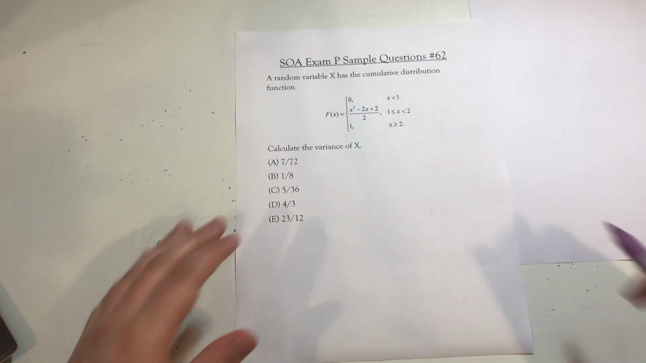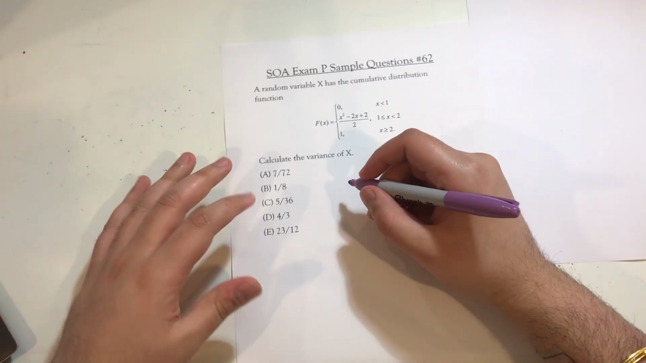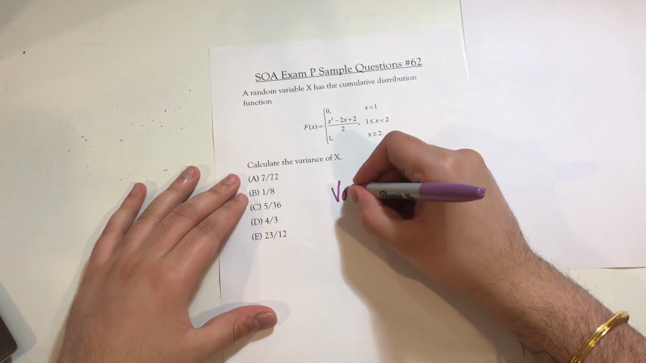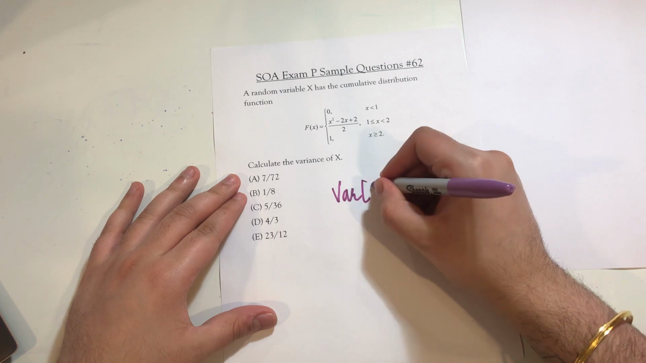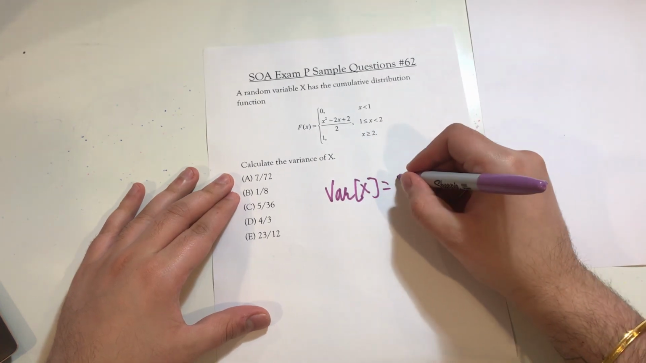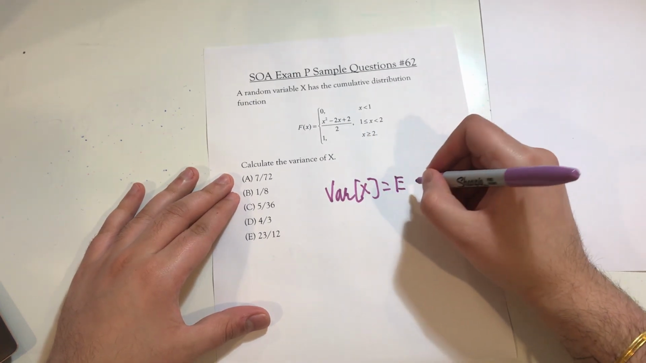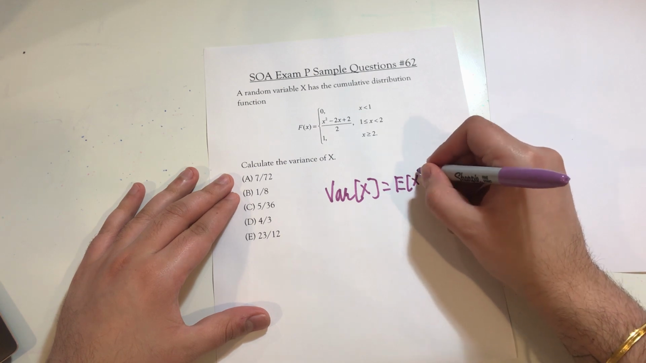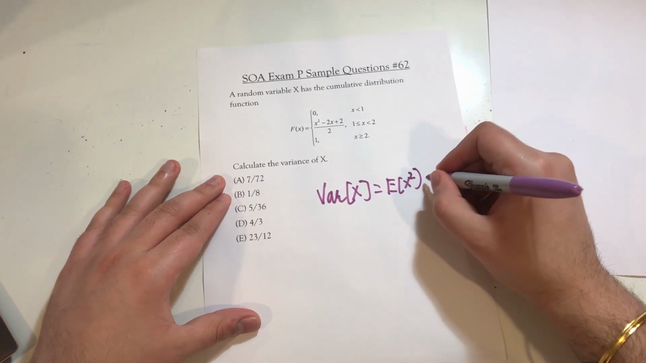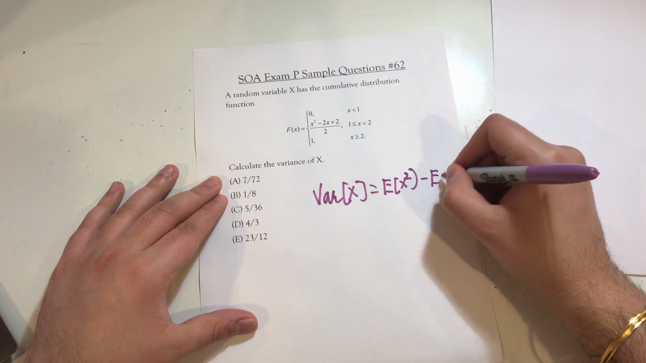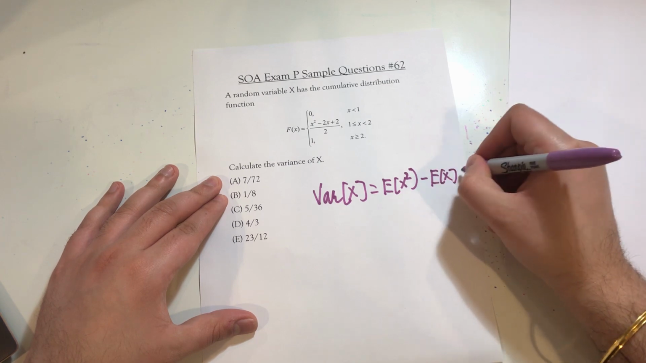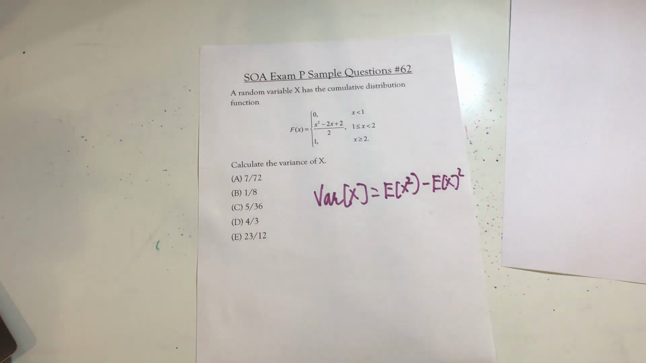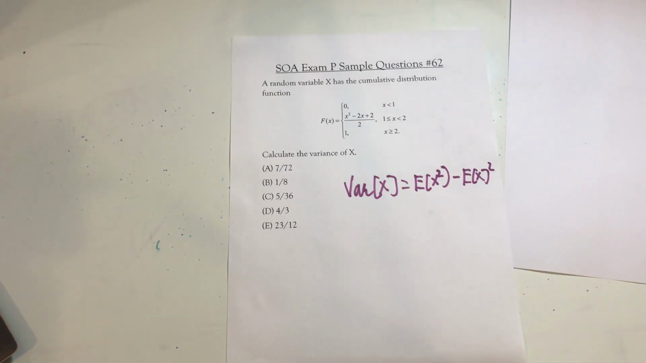So, we're asked to calculate the variance, and what do we need in order to do that? Well, you should be familiar with this equation. The variance of x is equal to the expected value of x squared, the second moment, minus the expected value squared, the first moment squared. So we need to get each of these. We need to get the expected value of x and the expected value of x squared.